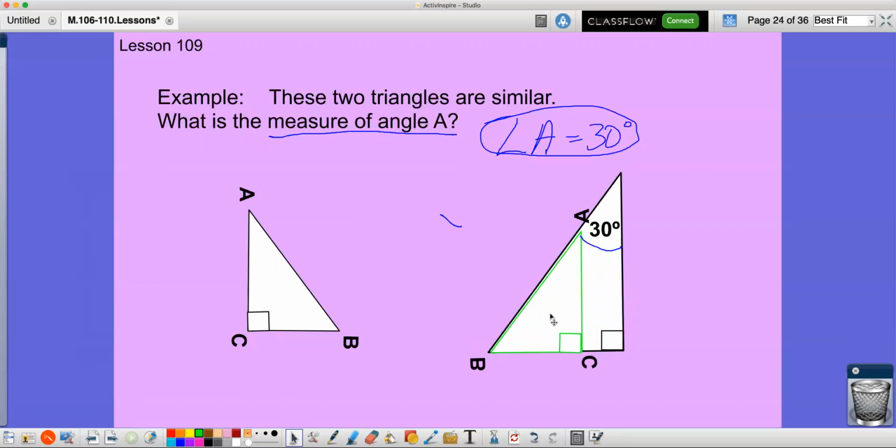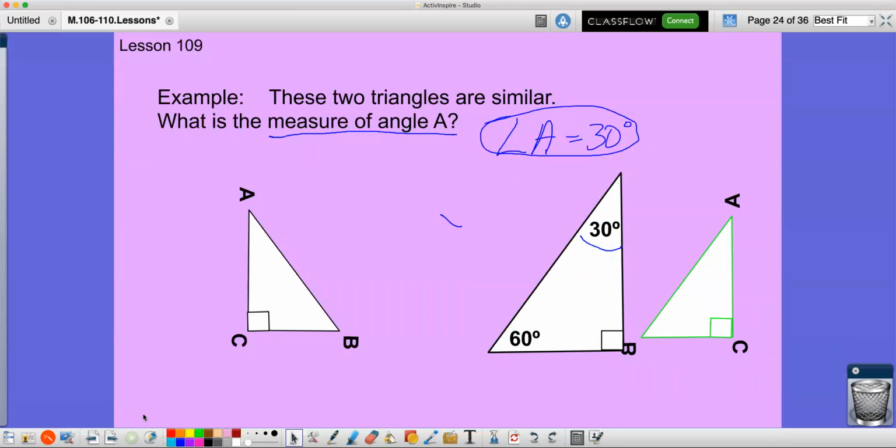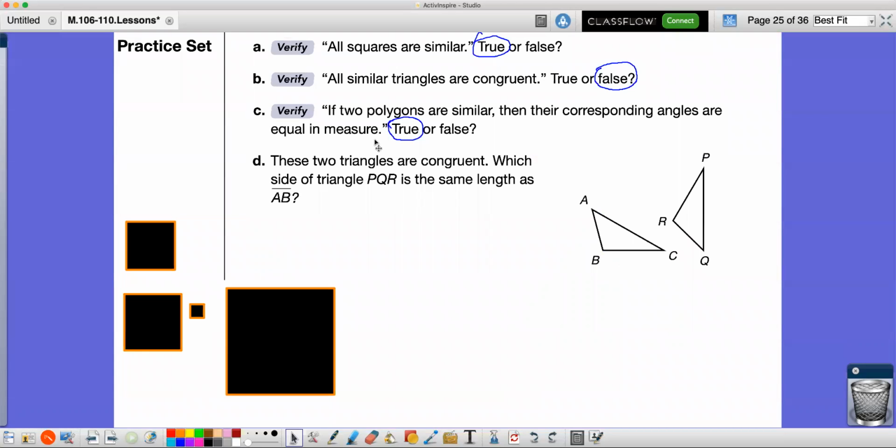Angle A there, angle B, angle C. They're different sizes. Remember that? They're different sizes. Right? If we made that even smaller, it would still be the same. You'd still end up having the same angles and everything. But they're different sizes and same shape. So they're similar. So in answering this one, it would be true.